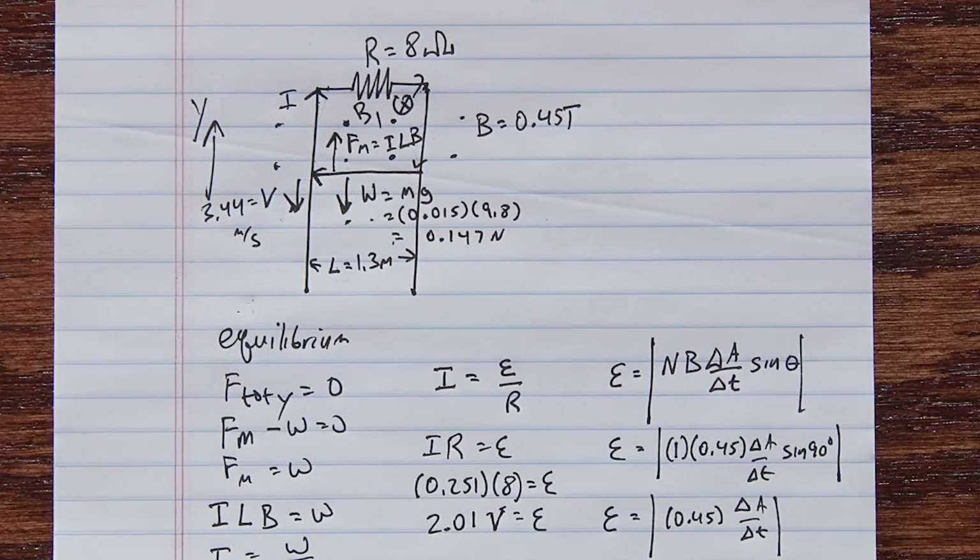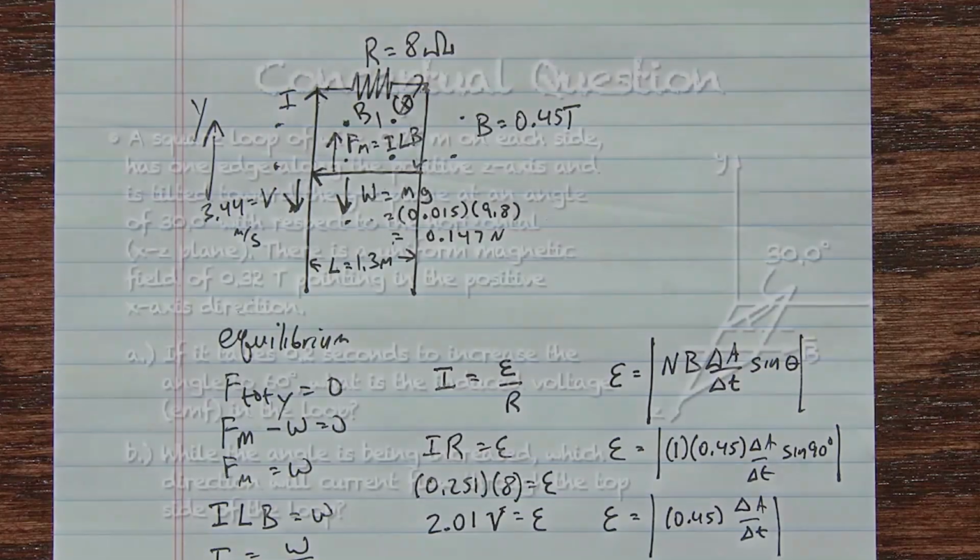So that is the answer to the question that we were asked. What is the terminal speed, or what is the speed of the bar when it is in equilibrium. Let's work one more example.